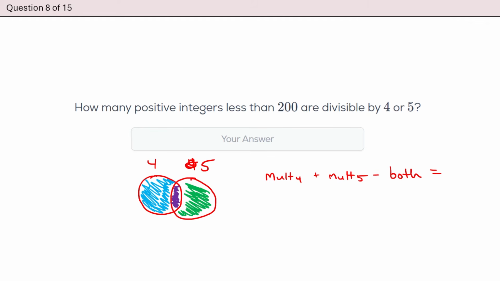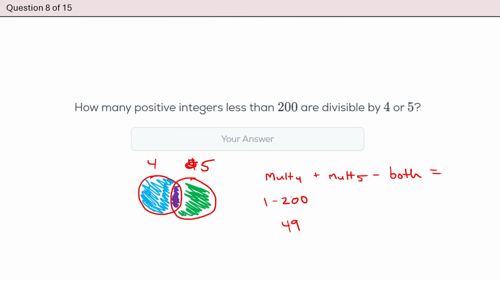How many multiples of 4 are there from 1 to 200? I know it says less than 200, but just bear with me. So from 1 to 200, how many multiples of 4 are there? Well, what's 200 divided by 4? It's 50, right? So in that case, there are 50 multiples of 4 from 1 to 200. But keep in mind, 200 is a multiple of 4, so we need to actually subtract that out. So there's going to be a total of 49. So 49 multiples of 4.